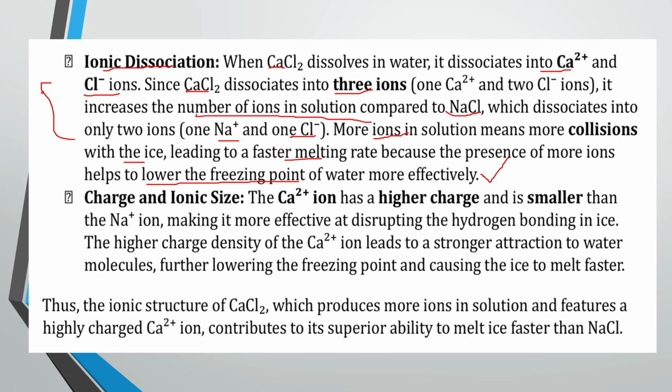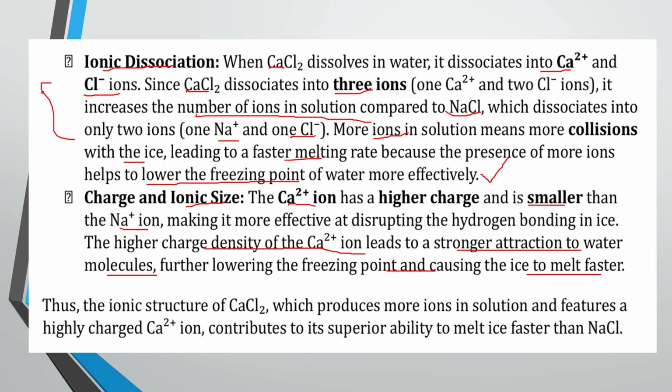Now looking at the charge together with the ionic size, the higher the magnitude of the charge, the smaller the ionic radius. You need to know that. If you look at both the calcium and sodium ions, you'll see that calcium has a higher charge together with a smaller ionic radius as compared to the sodium ion, which has a lower charge together with a larger ionic radius. The higher charge density of the calcium ion is going to lead to a stronger attraction between the water molecules, which further lowers the freezing point and causes ice to melt faster.